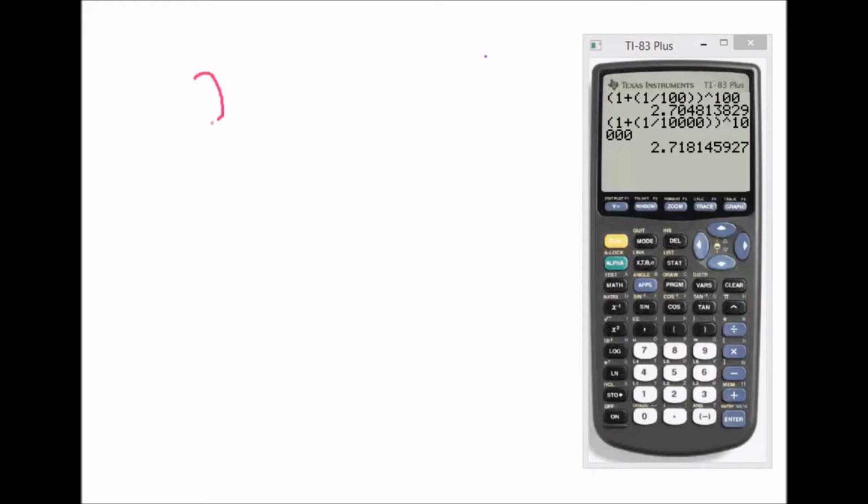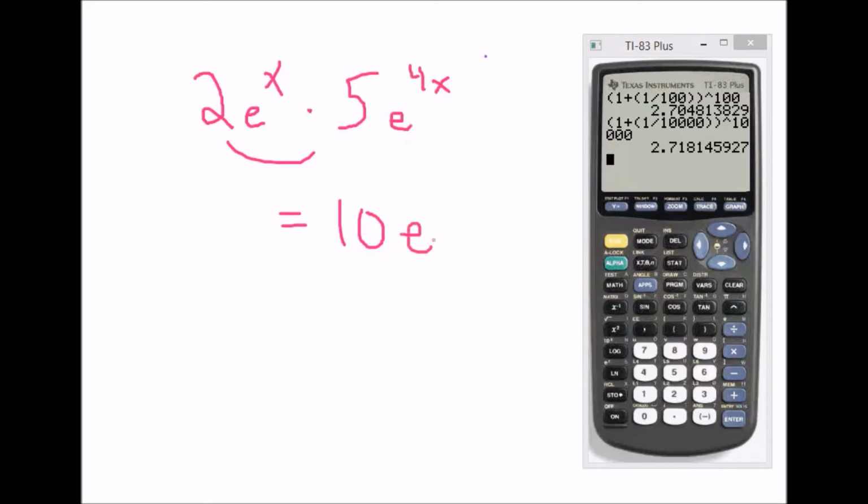So let's think about e. We're going to see some problems like this. So 2e to the x times 5e to the 4x. For a problem like this, you just treat e like some variable. You do the 2 times the 5 to get 10. You add the exponents, so e to the 5x. Another example of this, I'll show you in a sec.